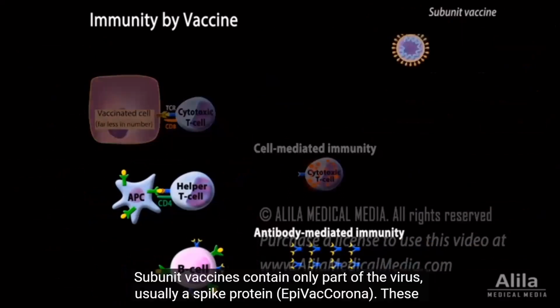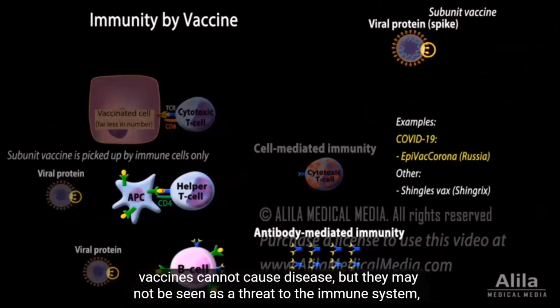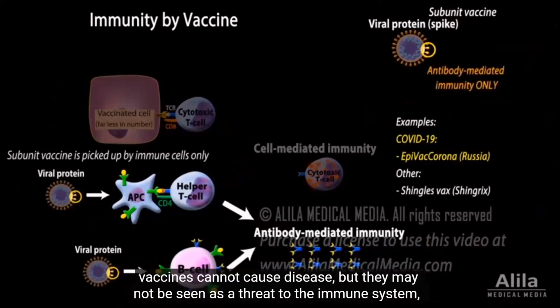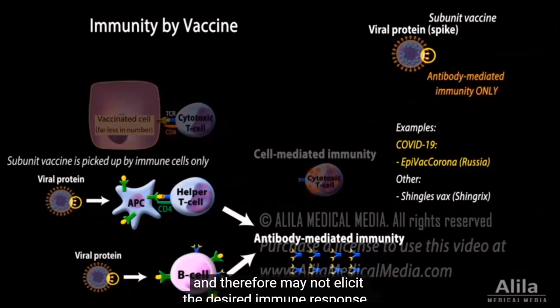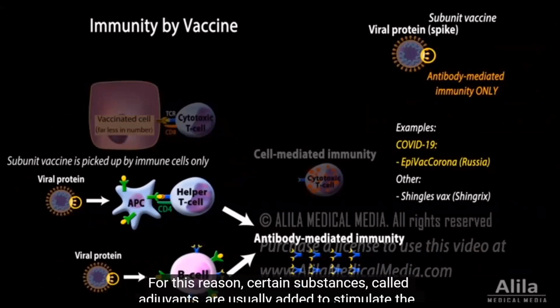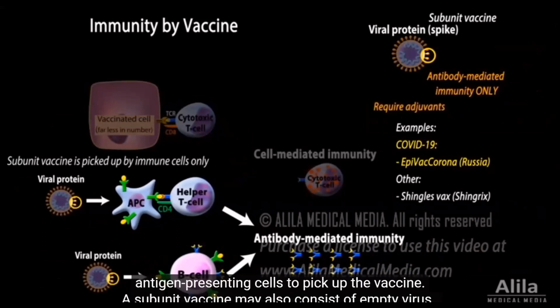Subunit vaccines contain only part of the virus, usually a spike protein. These vaccines cannot cause disease, but they may not be seen as a threat to the immune system and therefore may not elicit the desired immune response. For this reason, certain substances, called adjuvants, are usually added to stimulate the antigen-presenting cells to pick up the vaccine.